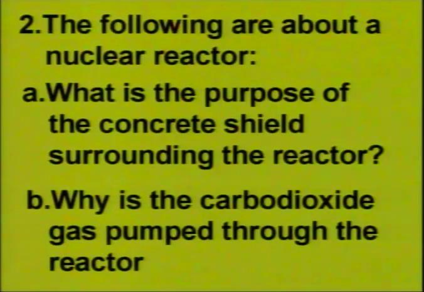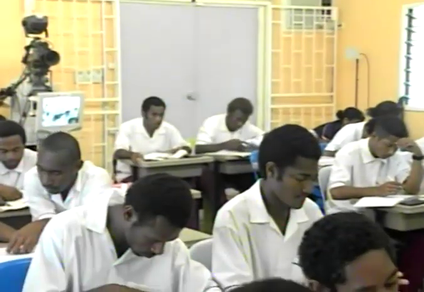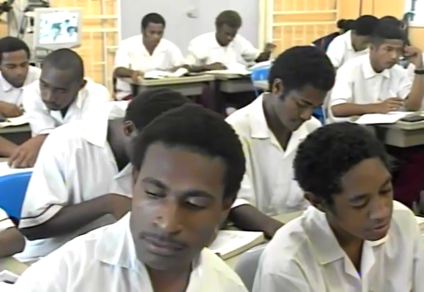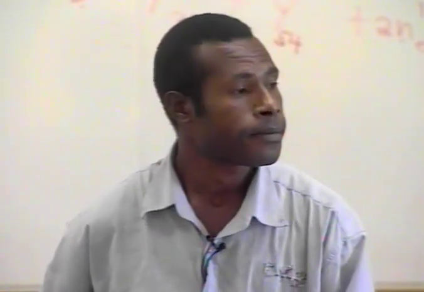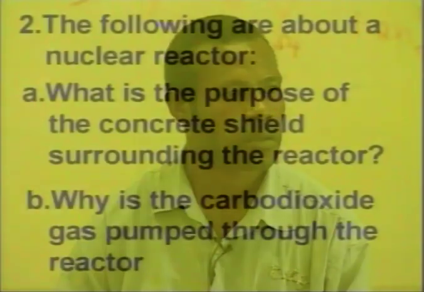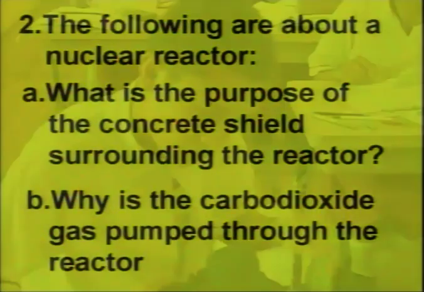Question 2A, it says, what is the purpose of the concrete shield surrounding the reactor? The purpose of the concrete shield is to absorb neutrons and other radiations. Okay, very good. The purpose of that concrete shield is to absorb neutrons and the radiations. Okay, moving on to question 2B. Carbon dioxide gas is pumped around the reactor to keep it cool by carrying the heat away from the reactor.